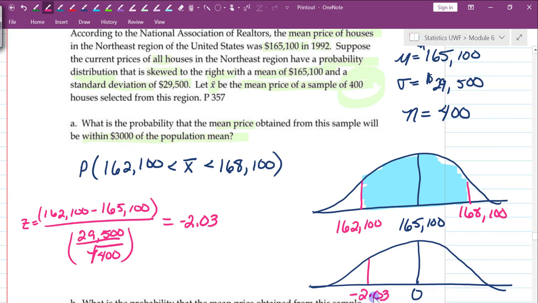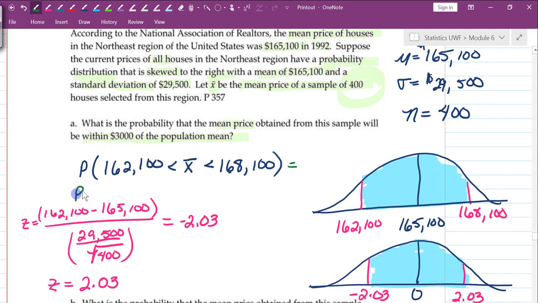Now I need to go ahead and standardize my other value. I'm not going to write this down; I'm going to let you verify my calculations. When I standardize my 168,100, I'm going to get a positive 2.03. So right over here, positive 2.03, and I'm going to highlight the center, saying this is the area under the curve that I'm looking for, because I'm looking for the probability of this event happening.